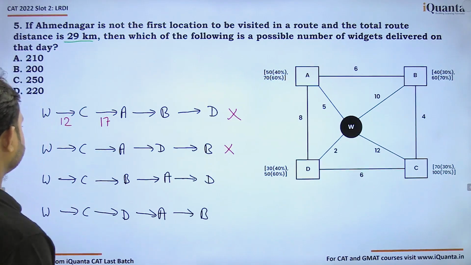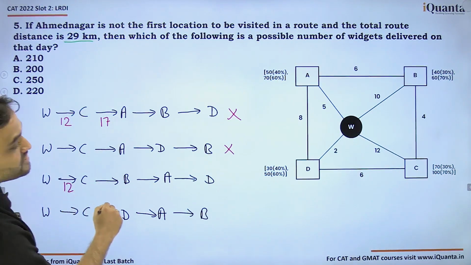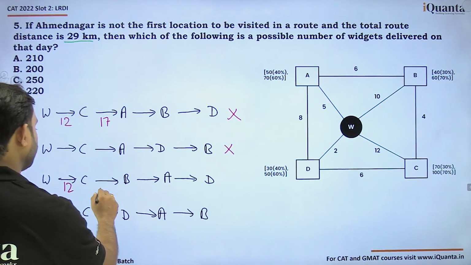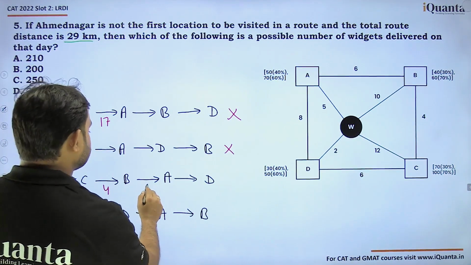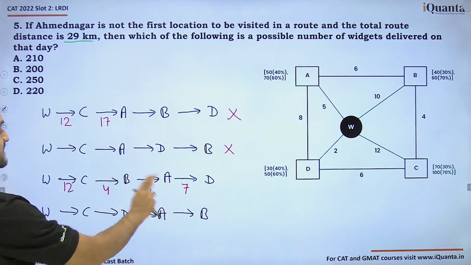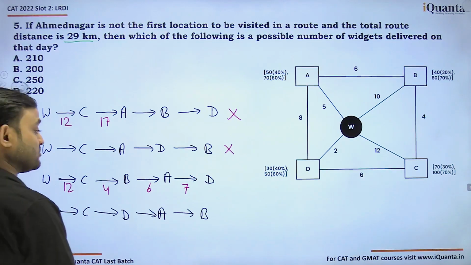W to C, 12. C to B is 4 kilometer. B to A is 6 kilometer, and A to D is 7 kilometer. So 16 plus 13, this is exactly 29 kilometer.